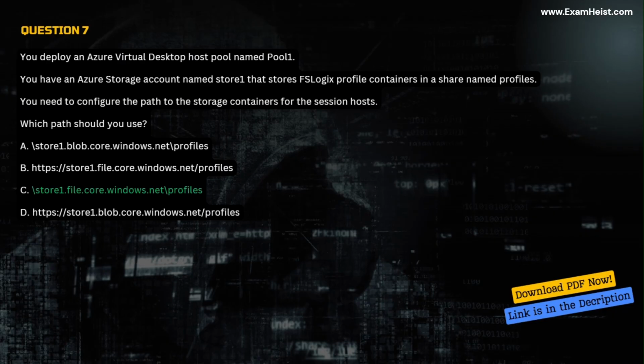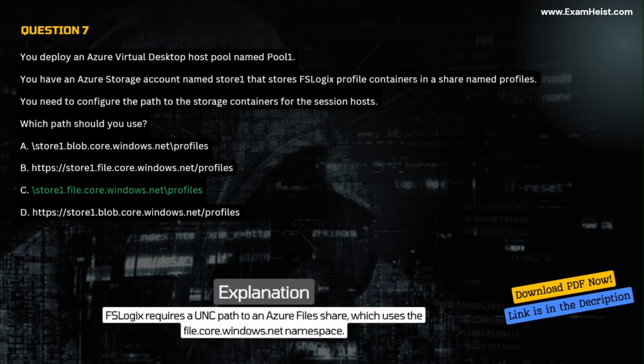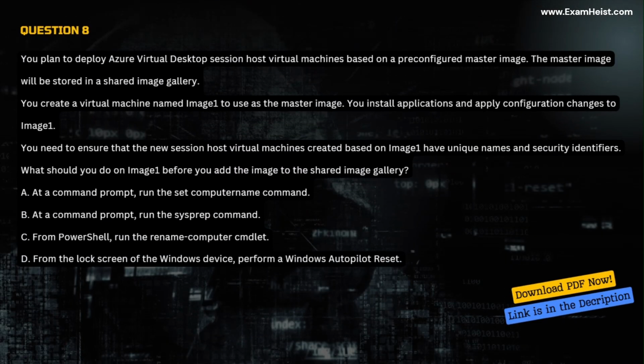https://store1.blob.core.windows.net/profiles. Correct answer C. \\store1.file.core.windows.net\profiles. Explanation: FSLogix requires a UNC path to an Azure Files share, which uses the file.core.windows.net namespace.